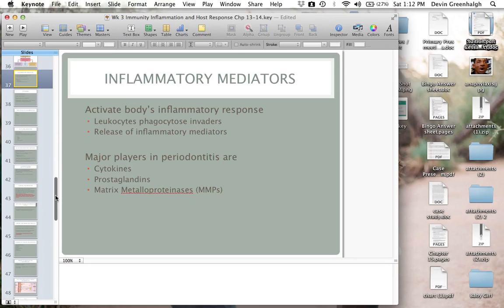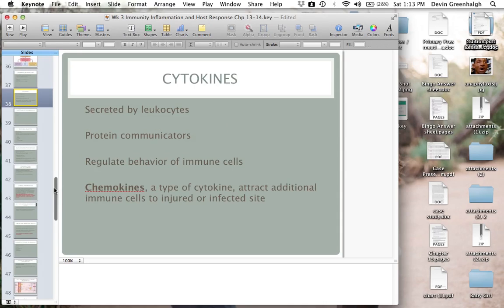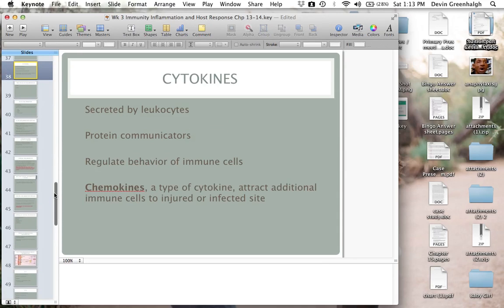Inflammatory mediators activate the body's inflammatory response. Leukocytes phagocytize invaders, and they release inflammatory mediators. Major players in periodontitis are cytokines, prostaglandins, and MMPs, or matrix metalloproteinases. Cytokines, secreted by leukocytes, are protein communicators that regulate the behavior of immune cells. Chemokines are a type of cytokine that attracts additional immune cells to the injured or affected area. So what do cytokines do? They communicate with proteins and they regulate immune cells.